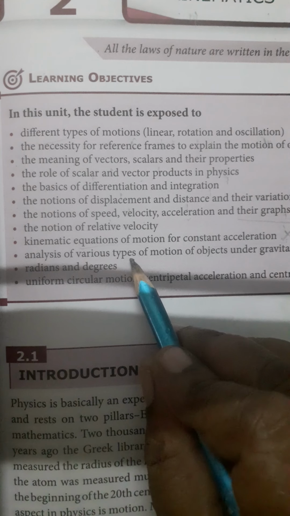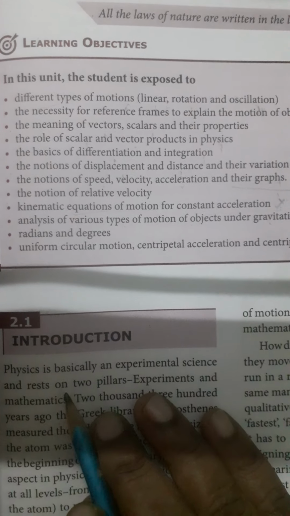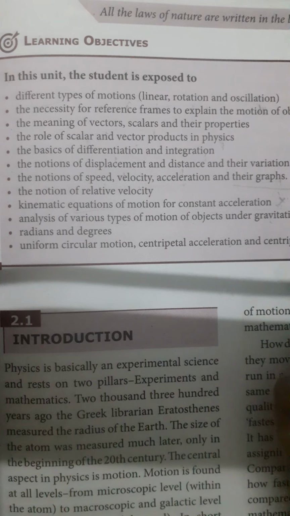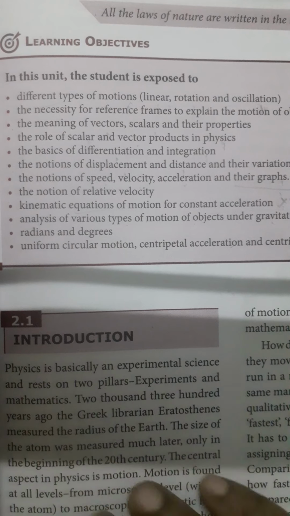And what are the types of motion in the presence of gravity, in the absence of gravity, radians and degrees, uniform circular motion, centripetal acceleration and centrifugal force. Okay, and even centripetal force.